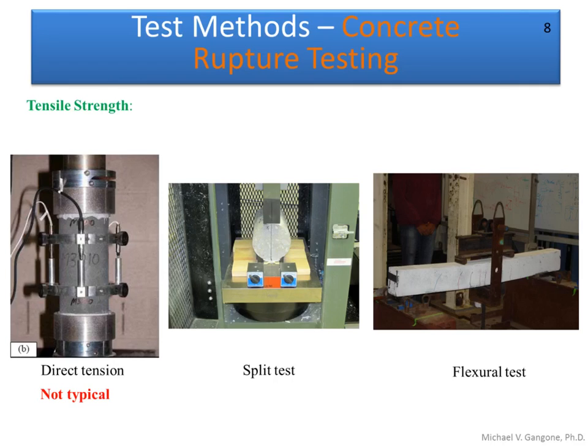Another type of test that you might see is a tensile test. Very rarely will you see a direct tension test done on concrete. It's very difficult to actually grip concrete appropriately in order to pull it and break it. So you don't really see this method done very much, but it's basically gluing, so to say, the concrete cylinder here and here, and just pulling it in a direct tension test and measuring the tensile strength that way. Another way is the split test and also the flexural test.